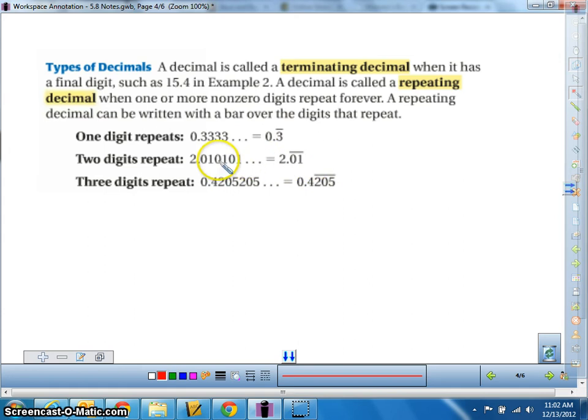In this one, I have 2.010101. The 0,1 is what's repeating, so I have a longer bar that's going to cover both the 0 and the 1. The bar has to cover everything that repeats. So in this last one, I've got 0.4205205. Notice the bar is just over the 205. That 4 does not show itself again. It's only there in the beginning.